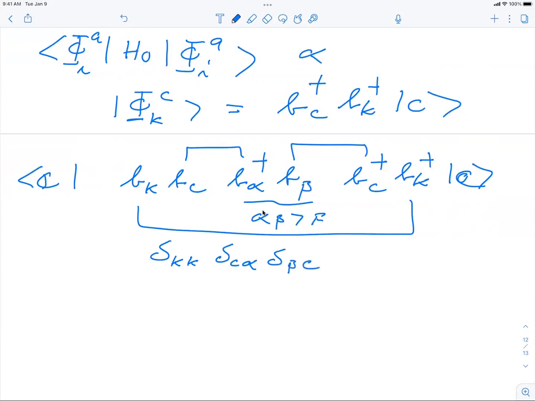So the double sum which I have over alpha and beta gives me one single term, which is epsilon C. Okay.